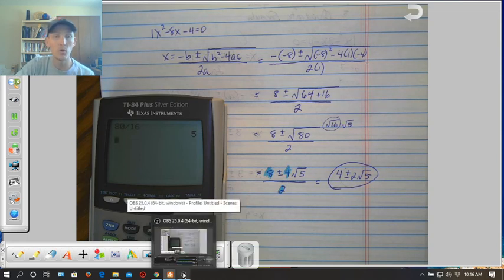Your homework will follow suit. It's going to be quadratic equations being solved with the quadratic formula, worksheet 1.